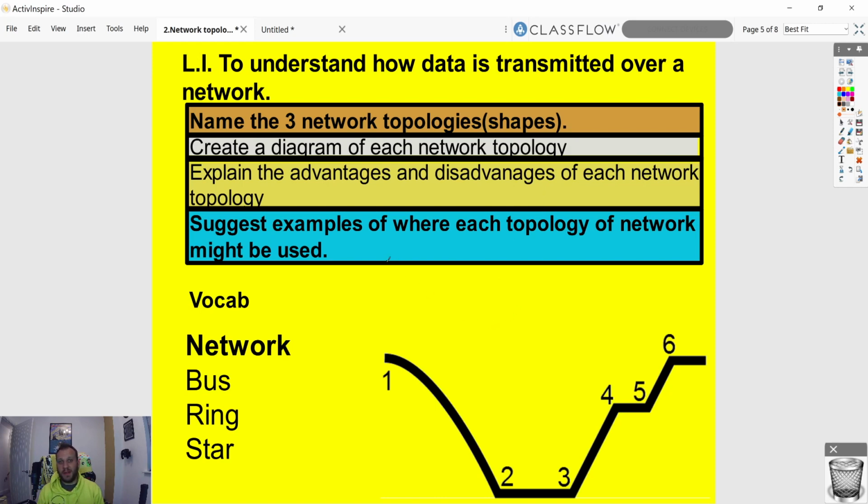Gold is explain the advantages and disadvantages of each network topology. So what makes a bus network a good thing? What makes it not such a good thing? Same with the ring network, same with the star network. What are the advantages and disadvantages of the different network types? And finally, you suggest where you might find each kind of topology used. So you might want to do a bit of research on that one. So best of luck, guys.